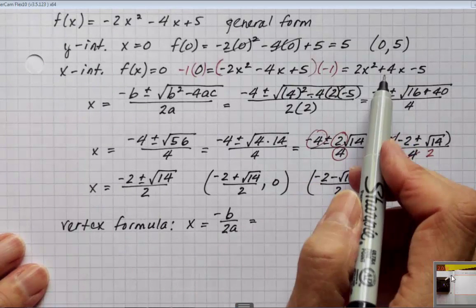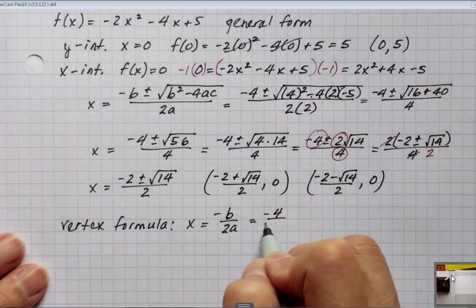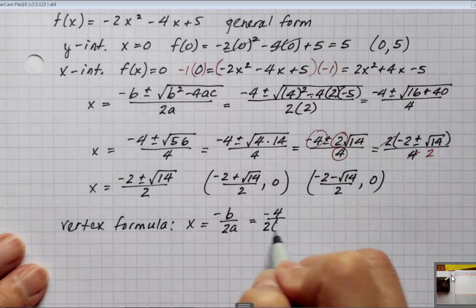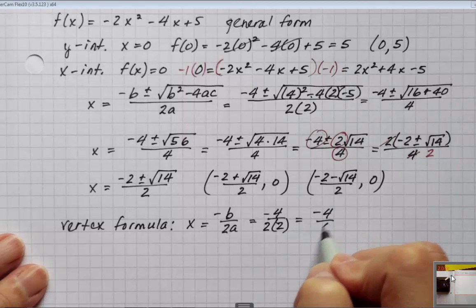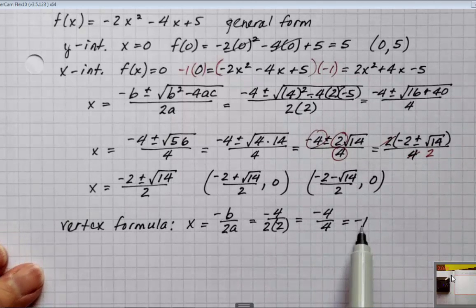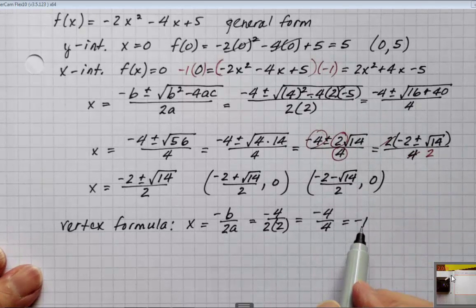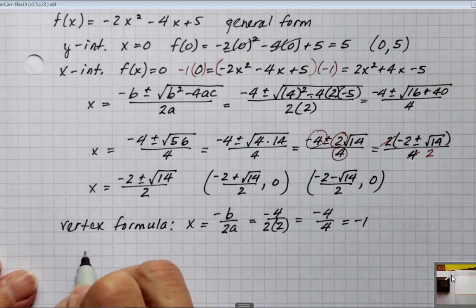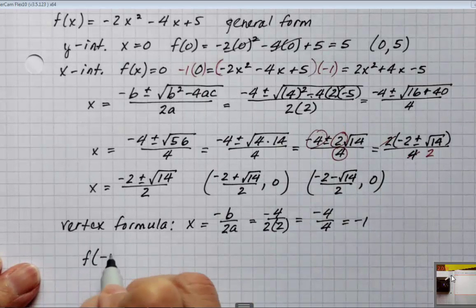Well, we found that b up here was 4, so I'm going to take negative 4 over 2 times a, which is 2. And that ends up giving me negative 4 over 4, which is negative 1. So negative 1 is the x-coordinate of my vertex. Now to find the y-coordinate, I'm going to take this and find out what the value of my function is when x is negative 1.